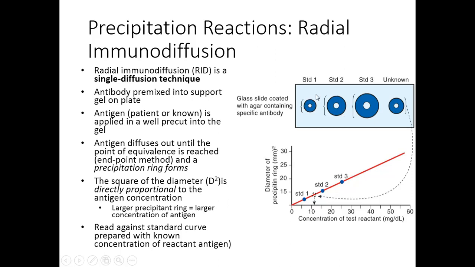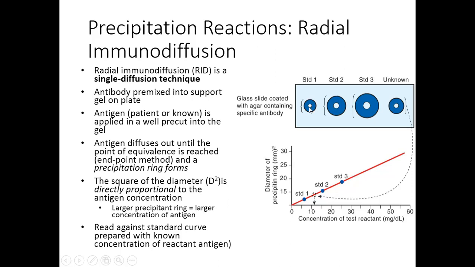And what happens, because this whole slide is covered with gel infused with antibody, is the antigen diffuses out until the point of equivalence, where it means what? There are equal amounts of antigen and antibody. And so the antigen can't diffuse anymore. When the antigen is all used up, it doesn't go any further. So that's called the point of equivalence. Basically, it's telling us that we've used up all the antigen that we put into that little well when we inoculated it.